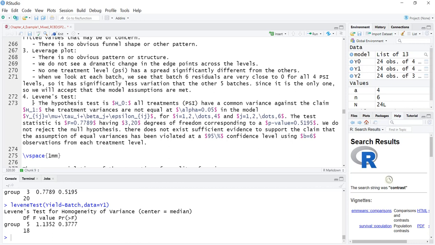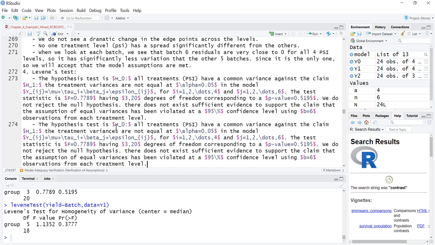Levene's test. So here's the first one. The hypothesis test is this against claims. And so I've done this for all treatment PSI. So let me copy this and paste this, and then I'll say all batches, and I don't need all, and I'll say material, in case anyone doesn't know that that's material. Have a common variance against the claim that the batch variances are not equal at alpha equals 0.05 in the same model.